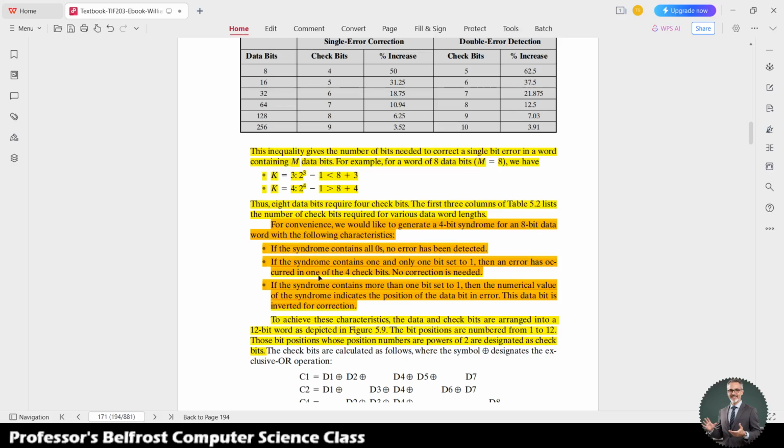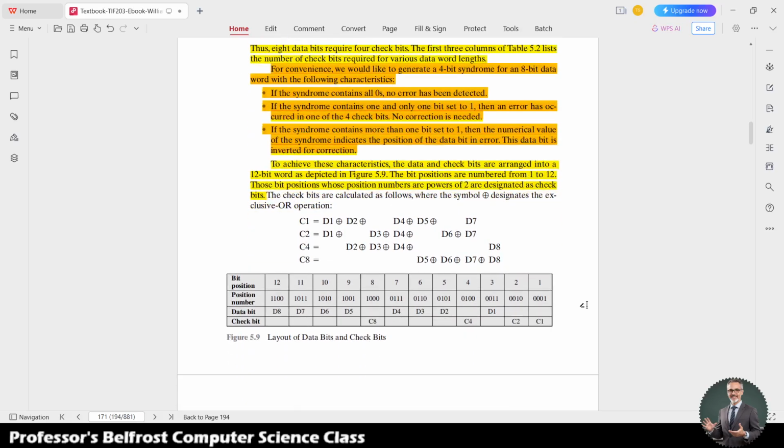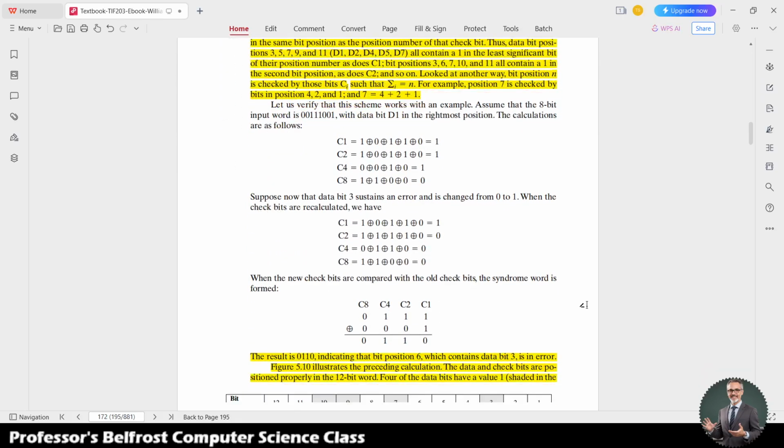So if the syndrome contains all zeros, then no error has been detected. If the syndrome contains one and only one bit set to 1, then an error has occurred in one of the 4 check bits, so no correction is needed. But if the syndrome contains more than one bit set to 1, then the numerical value of the syndrome indicates the position of the data bit in error, and this data bit is inverted for the correction.